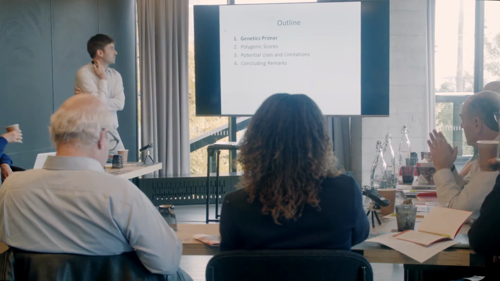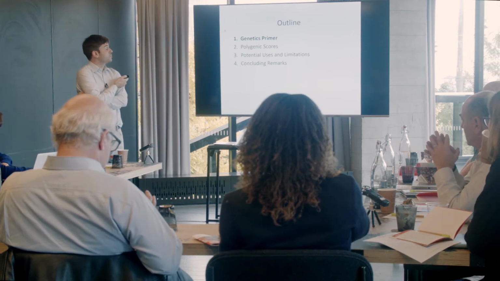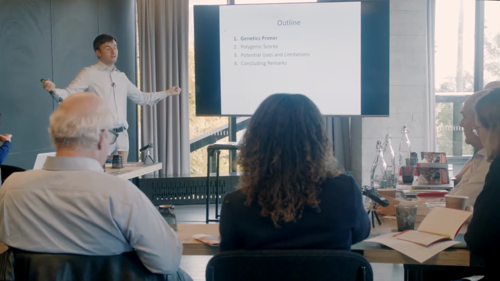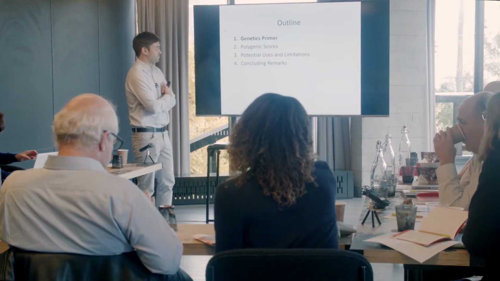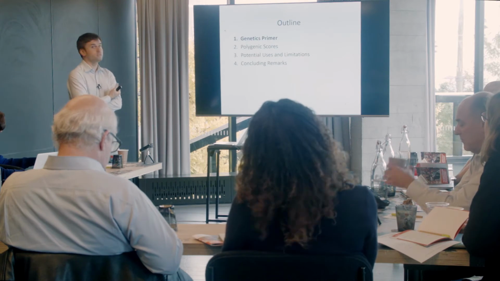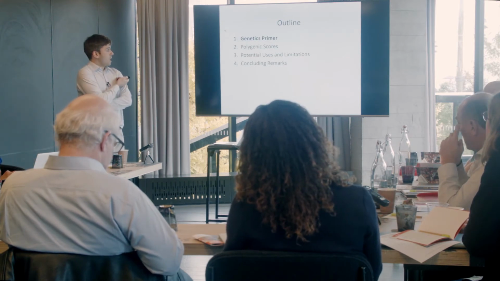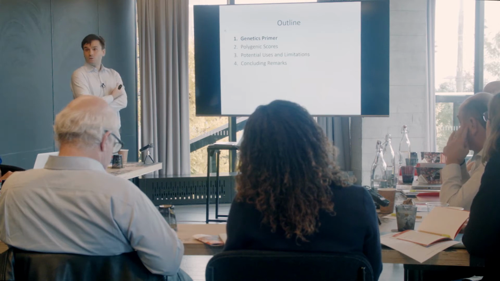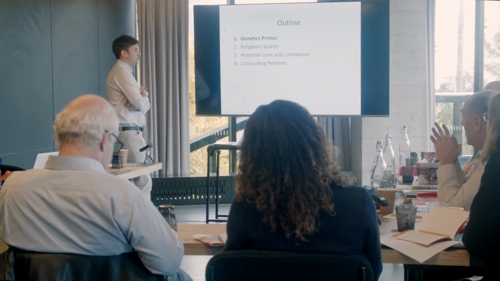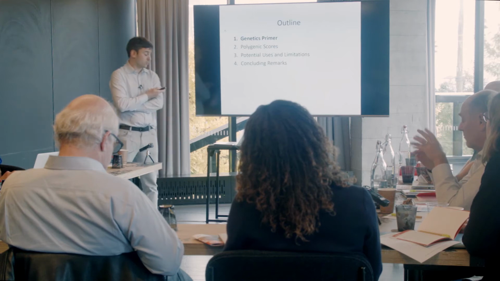So I want to just say something very briefly about the kind of data that we'll be using to construct these predictors. And the predictors, which are known as polygenic scores, because they aggregate many genetic markers into a single number. I'll describe what those polygenic scores are. I'll talk a little bit about potential uses and limitations, and then I'll conclude.